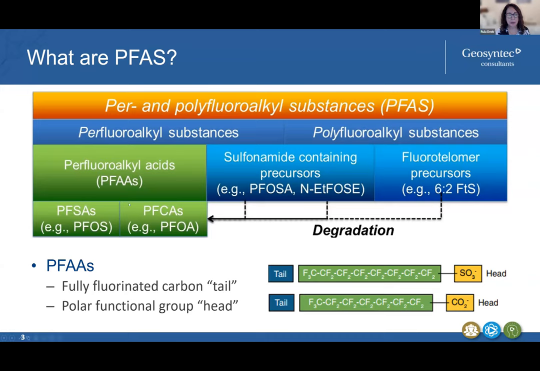So for the most part, the perfluoroalkyl compounds are terminal products in the environment. And the two most famous PFAS are PFOA and PFOS. They're eight-carbon chain perfluoroalkyl substances, and they do not degrade in the environment.